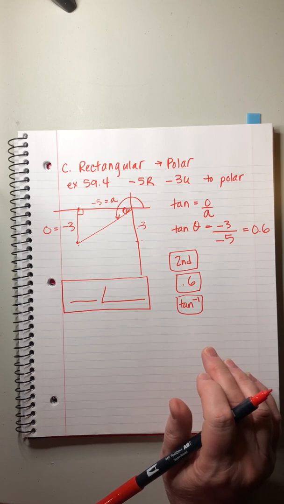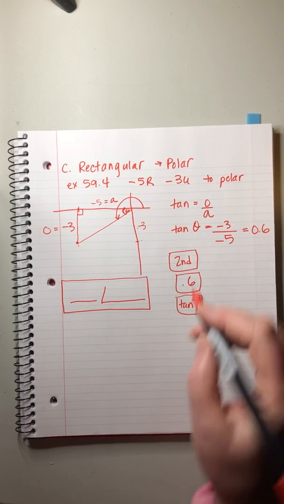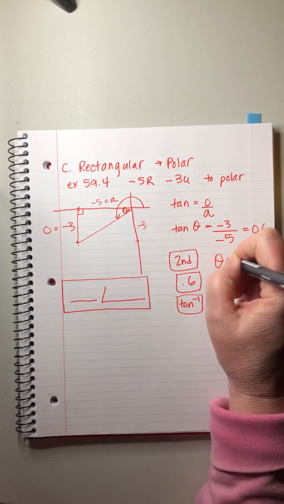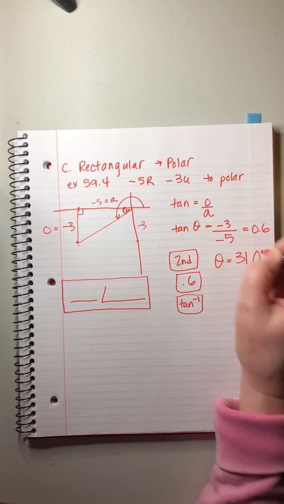And what we will get is that angle is 31 degrees. Okay, we'll get theta equals 31. I think it comes out to 31.0.